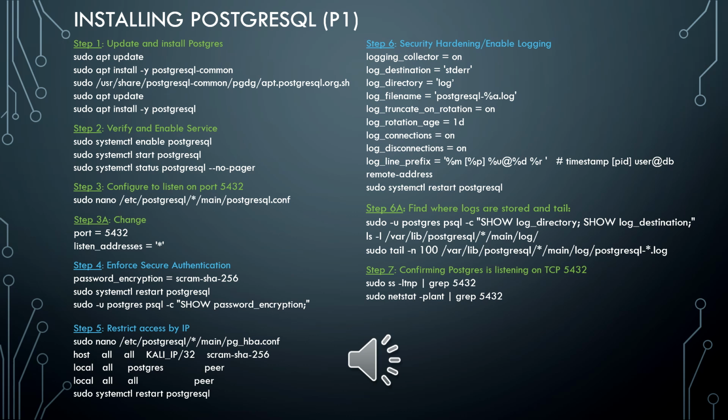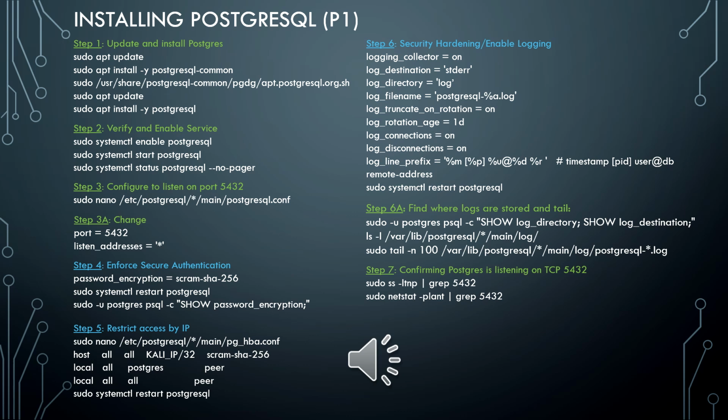Moving into step 4, which is our first security hardening step. This step I have dedicated to secure authentication. I enforce SCRAM-SHA-256 encryption, so passwords are securely stored.